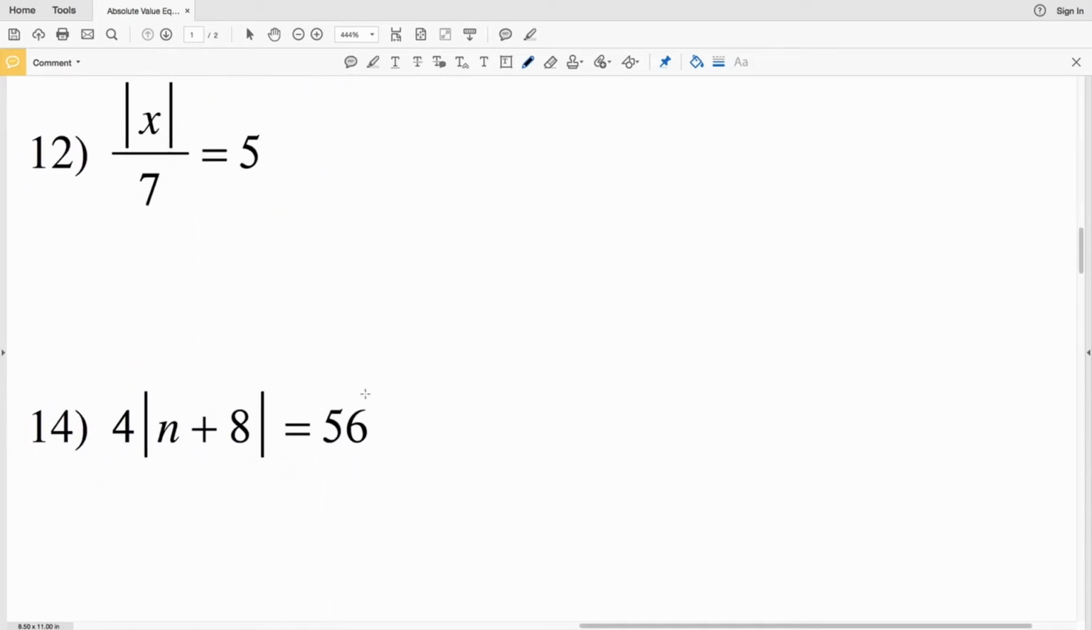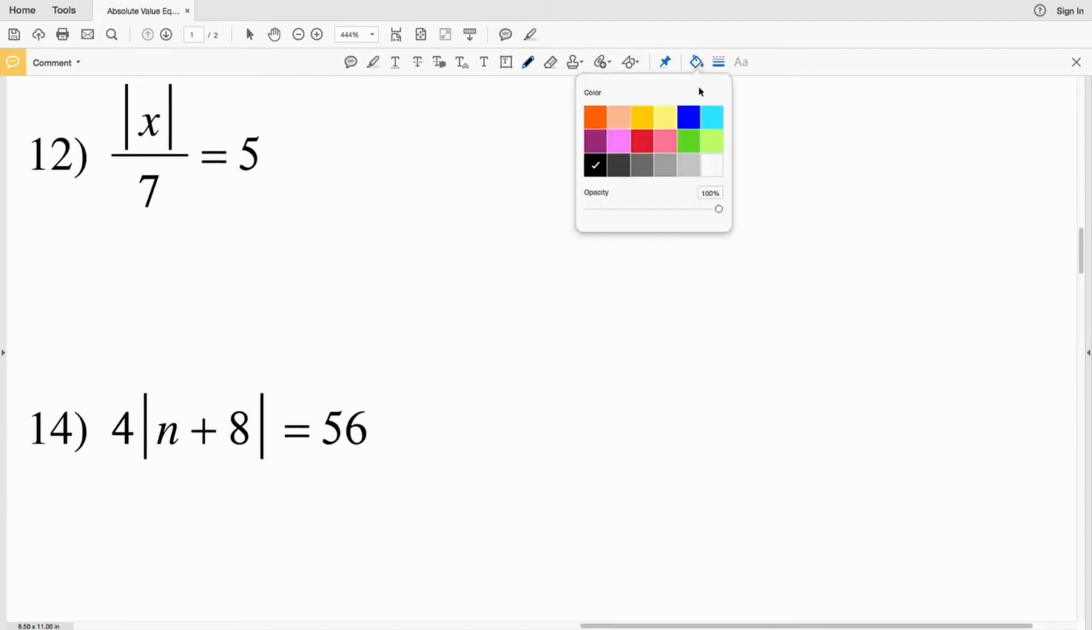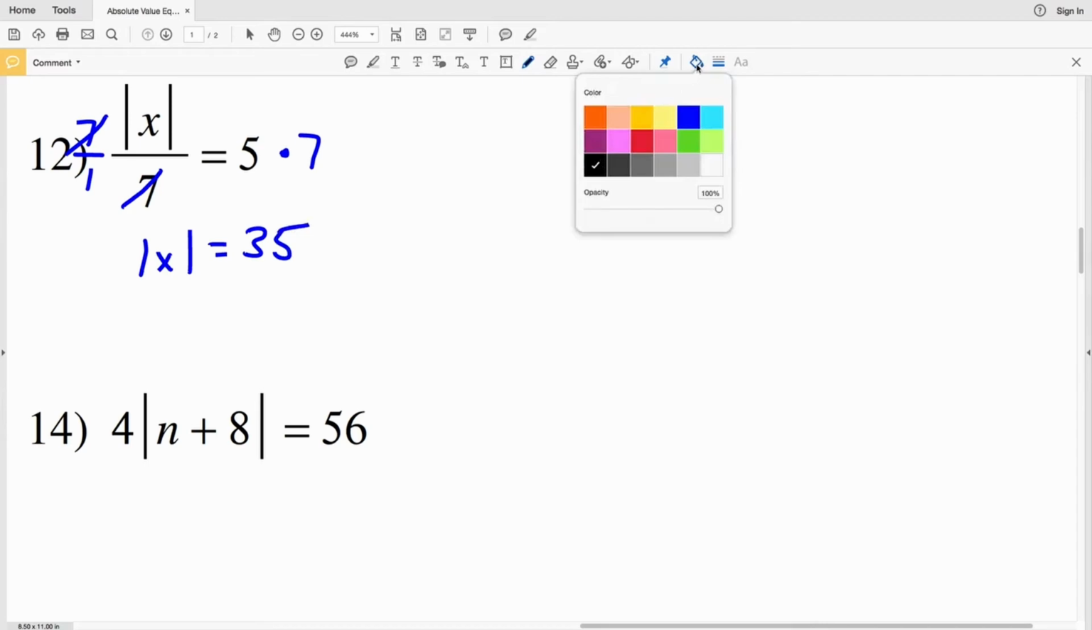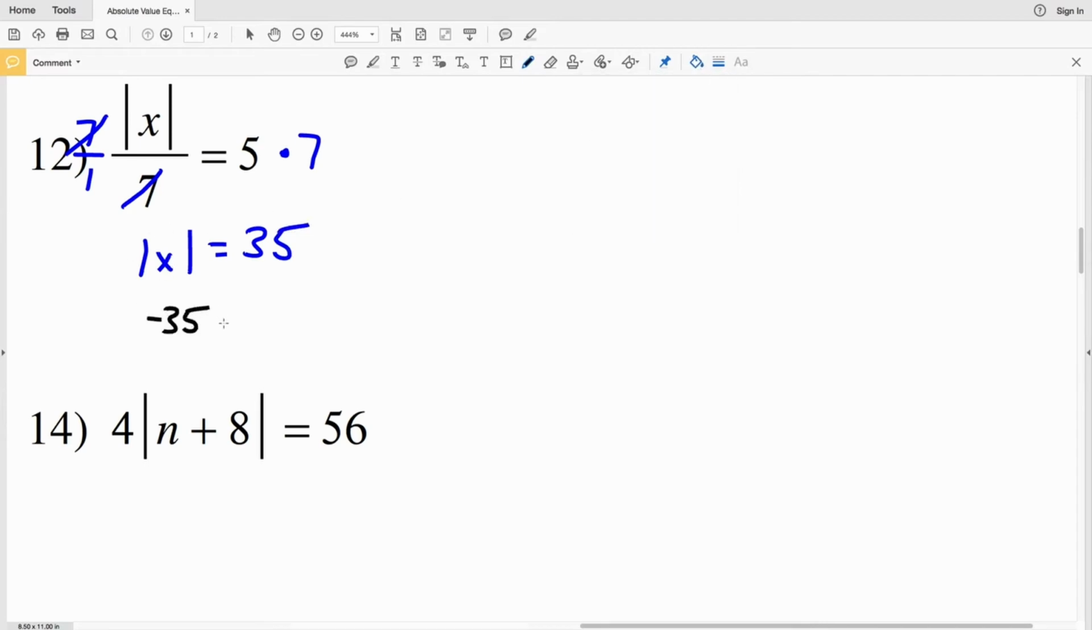Moving on to number 12, we're isolating this absolute value of x. We're going to do that by multiplying by 7 over 1 to get that the absolute value of x equals a positive 35. That means that x, that variable, either equals a negative 35 or it equals a positive 35, because the absolute value of either of those quantities is a positive 35.